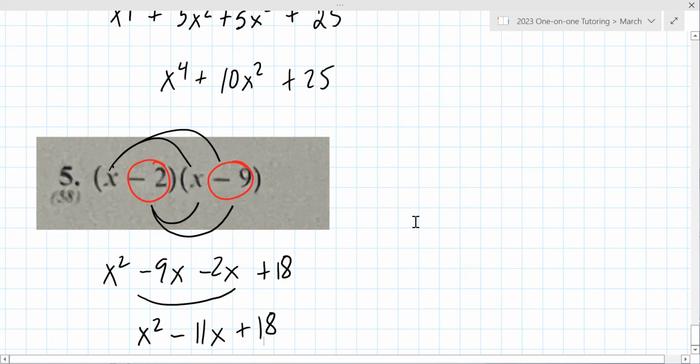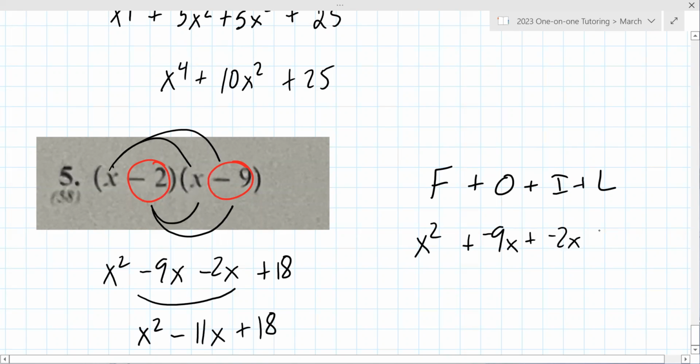How do we decide what operation is being made when you do the FOIL? You're always adding. It's always F plus O plus I plus L. But it could be that, in this case, -2 times x gives you -2x, and x times -9 gives you -9x. So it's x squared plus -9x plus -2x plus 18. That's a great question. So you're always adding, but sometimes it's negative. So you're really subtracting. Okay, that makes sense.